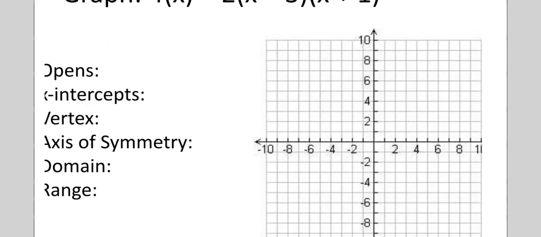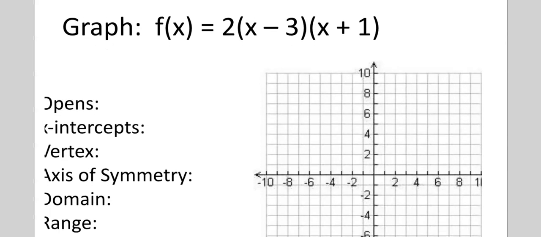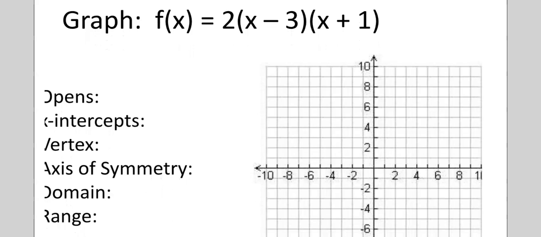So, for example, we have 2 times (x minus 3)(x plus 1). So we set them both equal to 0. We said we're going to have 3 and negative 1. All right? So those are the two matching points. Remember, the axis of symmetry is halfway in between those two. Okay?